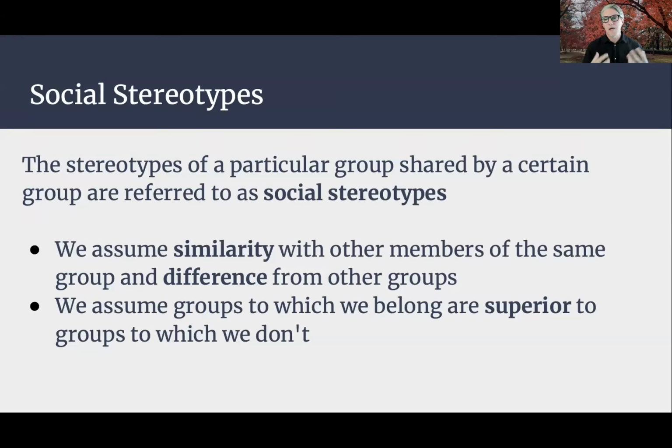We develop a set of ideas about how particular groups are, and these are often shared amongst other people within our society. So our society ends up with a set of ideas about how certain groups are. This general phenomenon we call the creation and recreation of social stereotypes. This is how our society creates images of different groups.